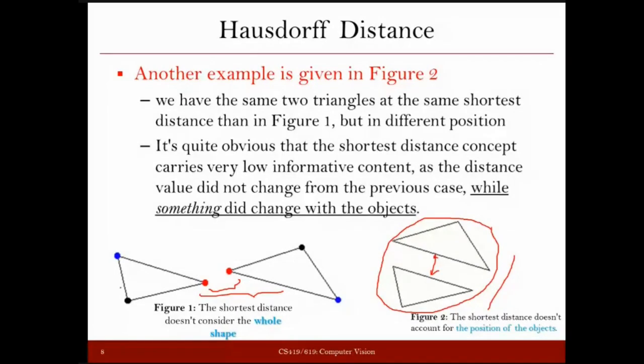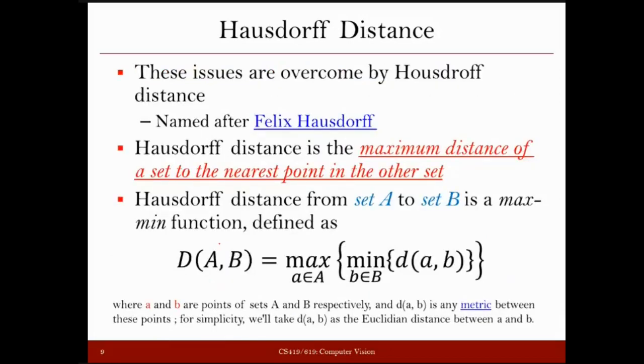Here visually they appeared a bit far, but when you displace this one a little to this side, they look close to each other. But in terms of distance, this formula is saying that both have the same distance. Okay. So just to handle these problems, Hausdorff proposed a new distance measure, and he defined that the Hausdorff distance is the maximum distance of a set to the nearest point in the other set. Okay.